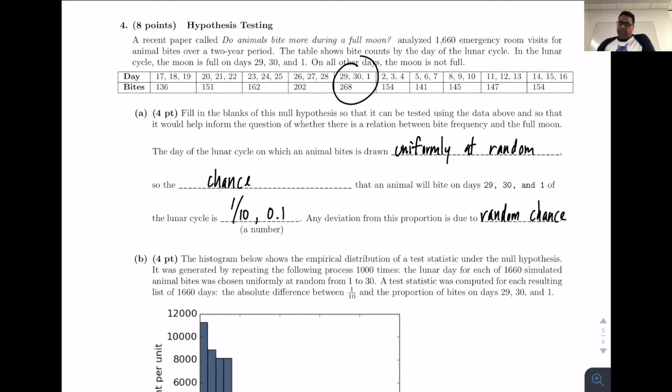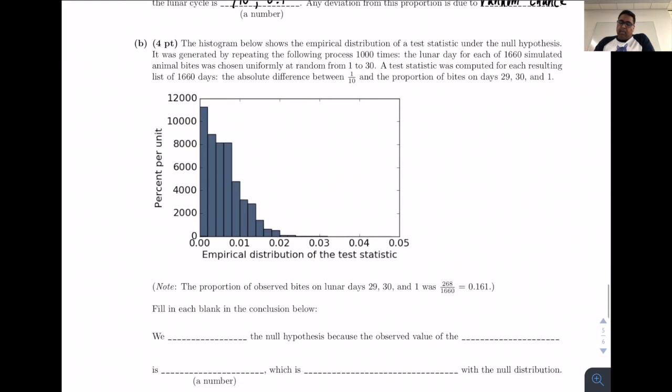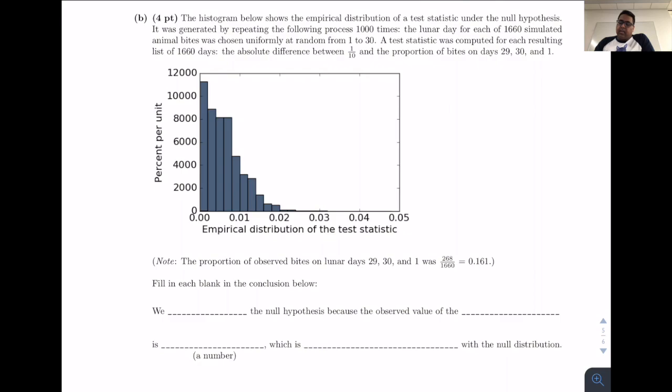So this is a quite typical hypothesis test setup. Any deviation from this proportion is due to random chance, and we're just starting off by believing what the numbers tell us. We can't assume anything that we haven't proven. Okay, so part B tells us the histogram below shows the empirical distribution of a test statistic under the null hypothesis. And it's important to remember, what does empirical mean? Well, empirical means we go out and collect data, or we run a simulation, and these are the values we get. So empirical is the opposite of theoretical data.